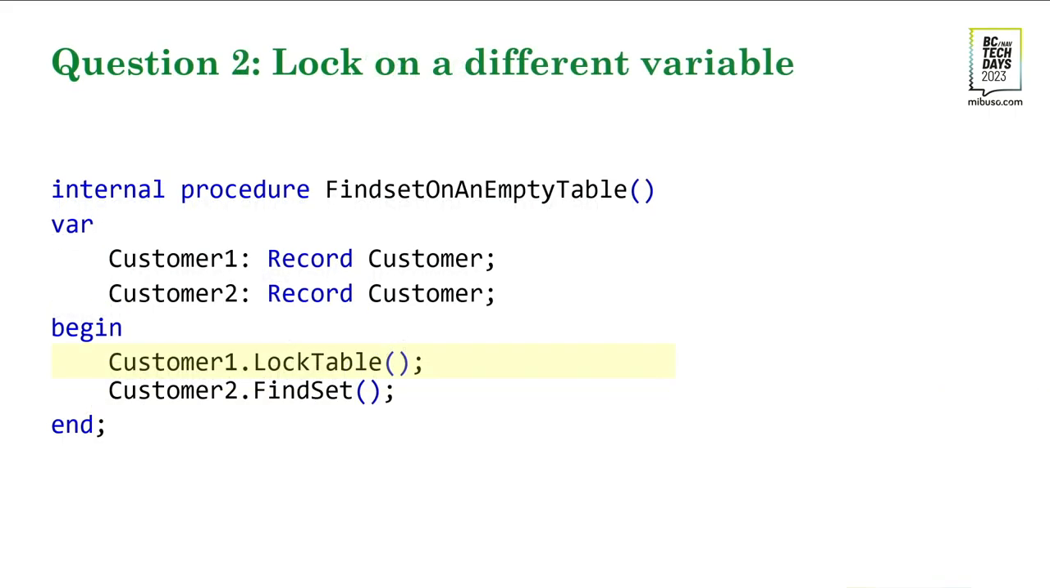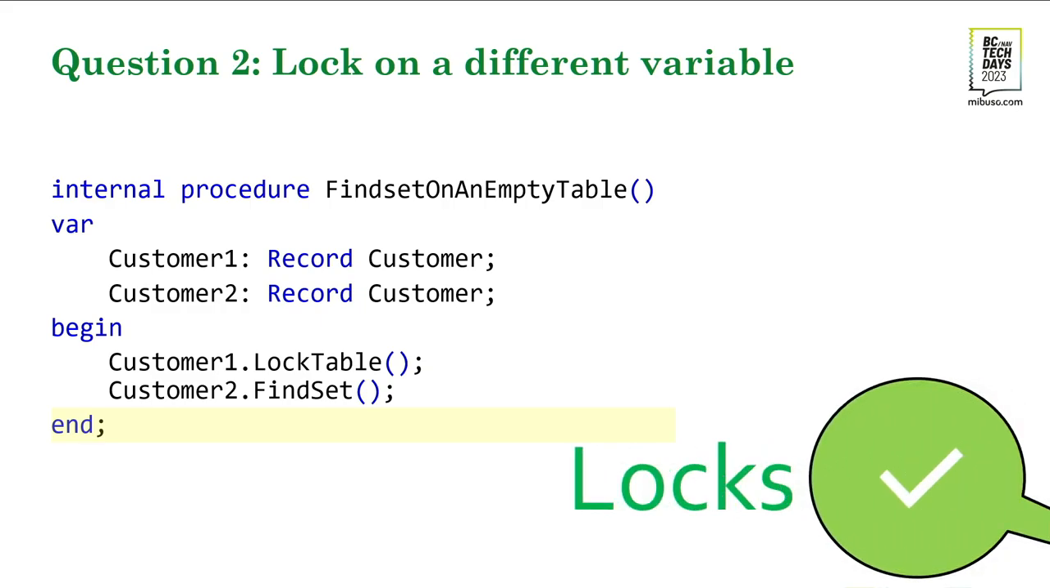Yep, so it locks. Now, let's make it more interesting. So let's do a lock table on the customer one, and then let's read the data from customer two. Is the data from customer two going to be locked? Okay, I can see a few hands, and the answer is yes, it will be locked.